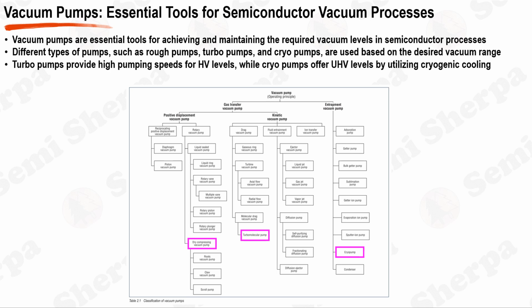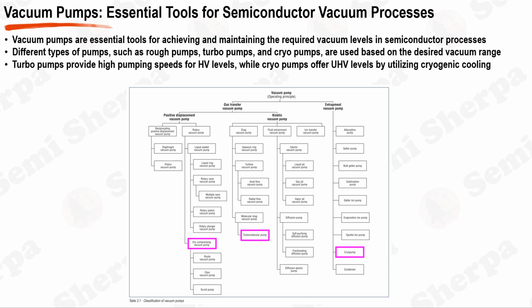Turbo pumps, specifically turbomolecular pumps, excel at achieving high vacuum (HV) levels. With their high-speed rotating blades, they create a molecular flow that efficiently evacuates gases. Turbo pumps are oil-free, ensuring a clean and reliable pumping solution with superior pumping speeds compared to rough pumps.